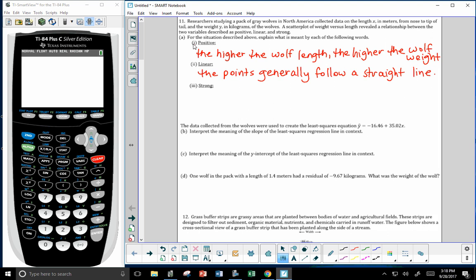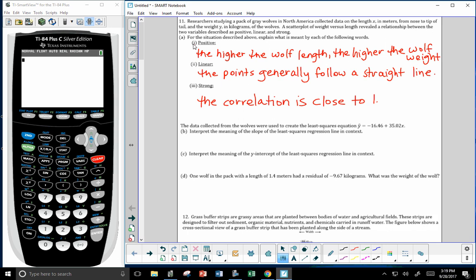Okay, for strong, we want to say the correlation is close to 1. Remember, correlation is our R value, and that tells us our strength. The closer it is to 0, the weaker it is. And since they said we do have a strong relationship, then we know our R value is close to 1. And we know it's close to positive 1 because it's a positive slope. If part 1 was having us define what negative means, then we would be saying our correlation is close to -1 in order to be strong.